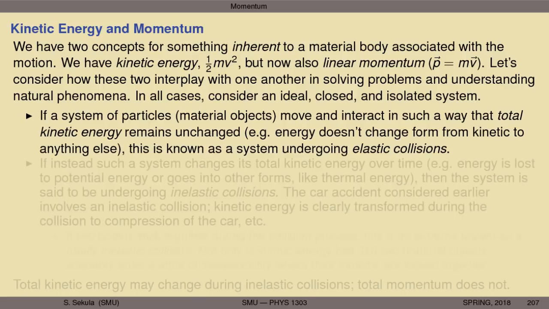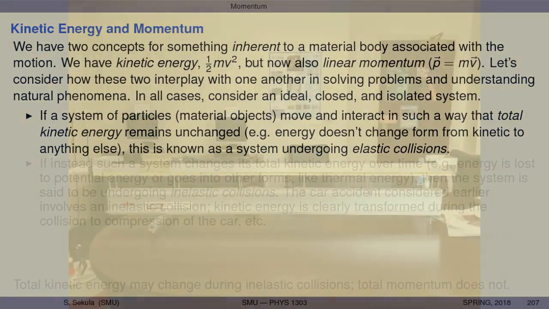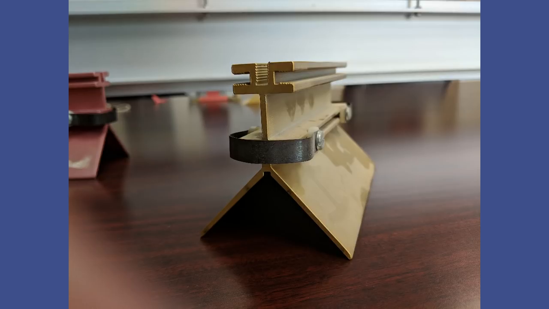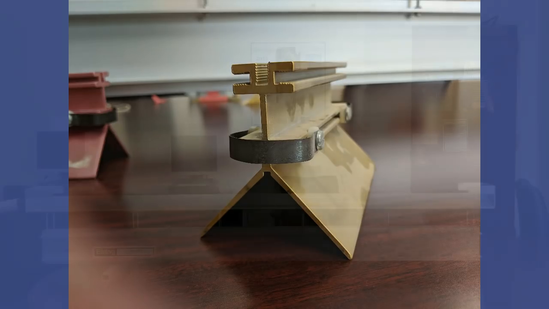So if a system of particles, that is material objects, move and interact in such a way that the total kinetic energy remains unchanged, that is, energy doesn't change form from kinetic to anything else in any significant way or at all, then this is known as a system that is undergoing elastic collisions. So I can show you an example of this. For instance, I can take a frictionless air track. This is like an air hockey table, but in one dimension. You can place an object, a cart, that has a little V shape that fits over the track. It rides on a cushion of air, and if the track is well balanced, it won't accelerate if you leave it very still on the track.